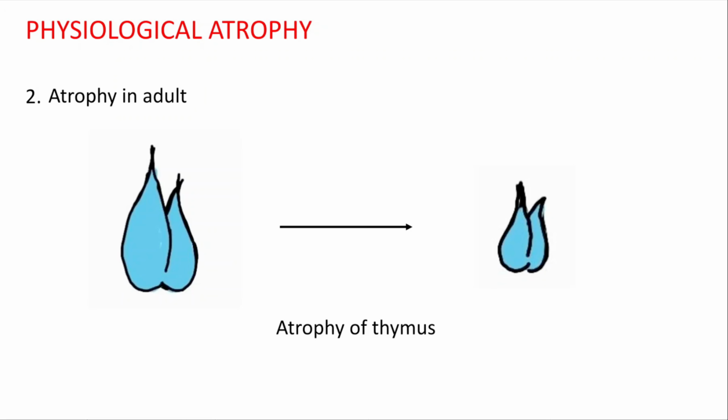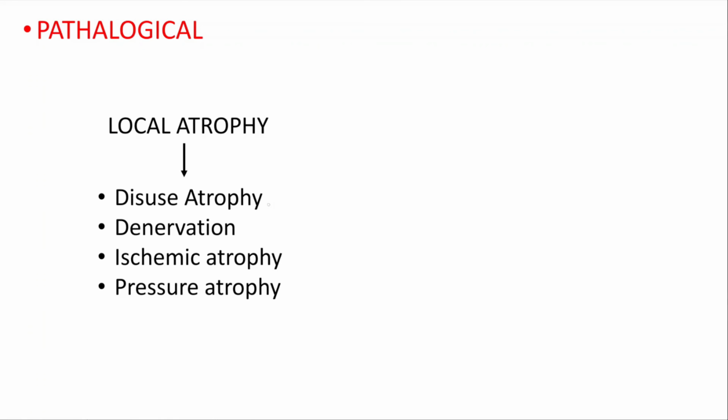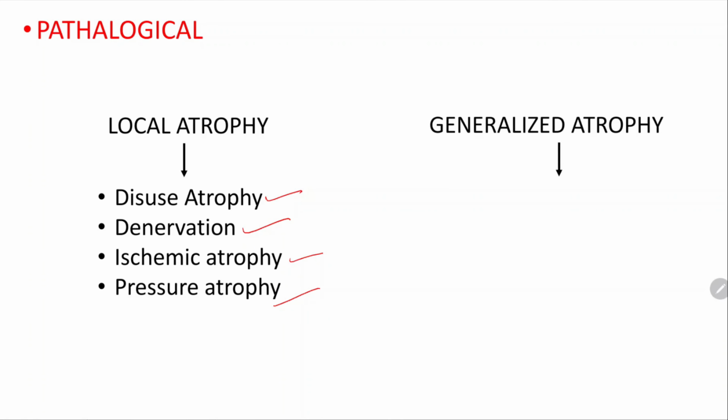Now let's go into pathological atrophy. Pathological atrophy is basically of two types, and they are local atrophy and generalized atrophy. Local atrophy is of four types, and they are disuse atrophy, which is mainly caused because of decreased workload, denervation atrophy, which is mainly caused because of decreased nerve innervation, ischemic atrophy, which is mainly caused because of decreased blood supply, and the fourth one is pressure atrophy. Now, generalized atrophy mainly includes starvation atrophy, which is mainly caused because of decreased nutrition.